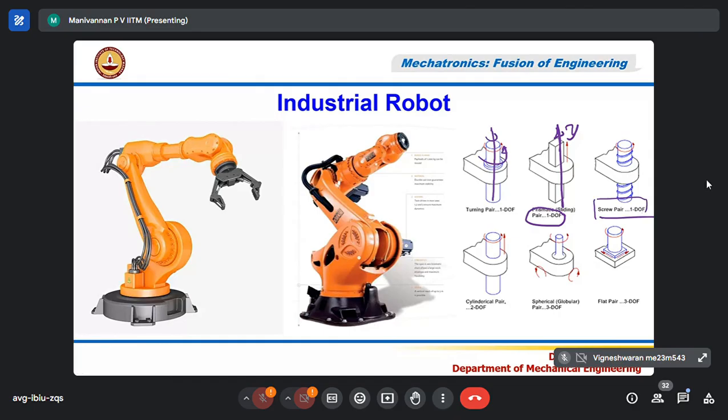Then you have the cylindrical pair. In the cylindrical pair, you can see that this part is fixed, correct? The second part, which is a pin-like structure, a solid cylinder, can rotate and also can move up and down.